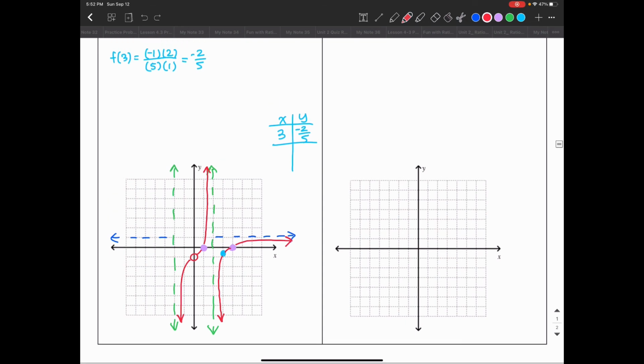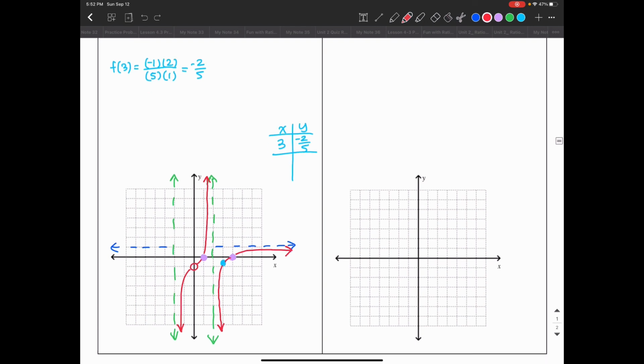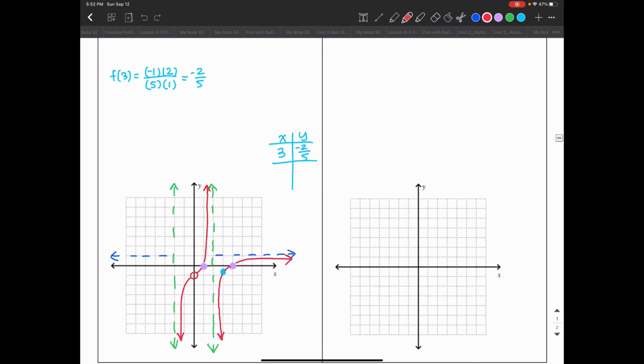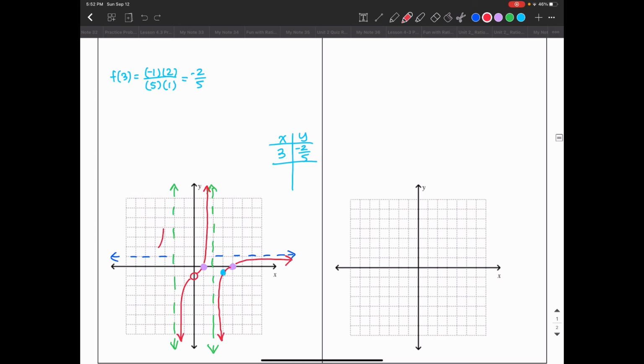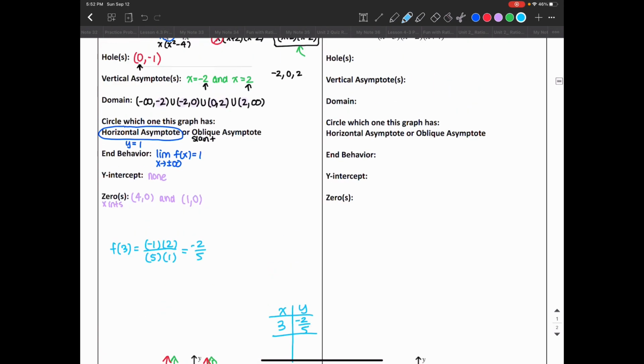And then based on all of that, I know that I should be approaching this vertical asymptote upwards from the left. And then as I go to the left, I'm approaching that horizontal asymptote. So that's what my graph should look like, but I should always check another point just to make sure.